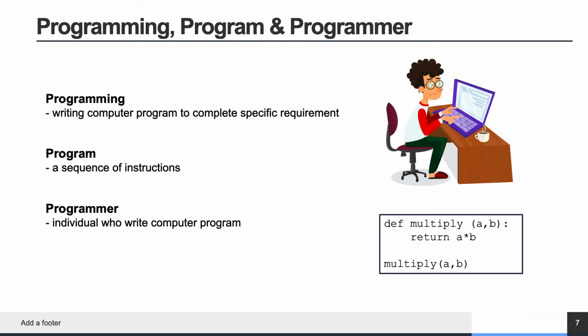So, programming is defined as an activity to write a computer program using a programming language to solve a specific requirement by the user. The program is a sequence of instructions to tell the computer what to do using a systematic approach of problem solving called an algorithm. And a programmer is an individual who writes the computer program based on the requirement.